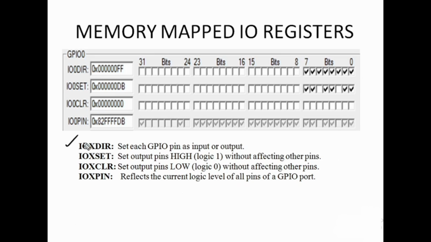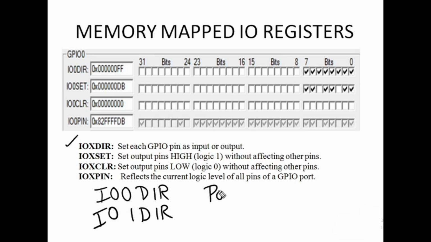I have written X here because it can either be IO0DIR or IO1DIR. Same thing applies to all these registers, because the 0 or 1 here determines whether we are speaking about port 0 or port 1. Okay, now that we know what exactly this X means here, let's understand its functionality better.